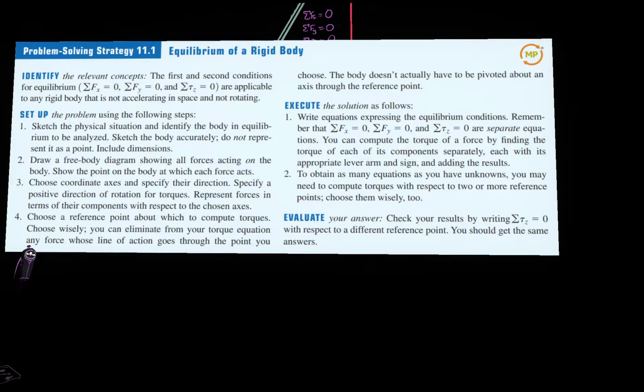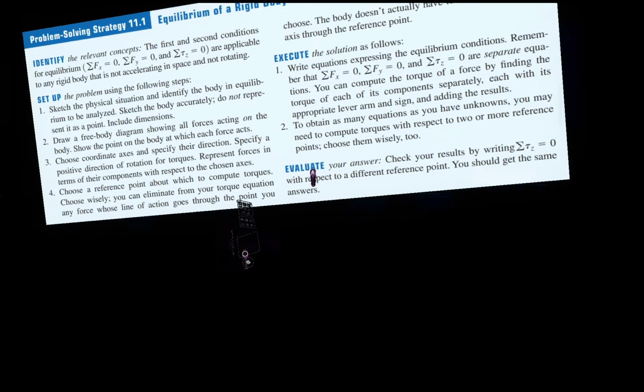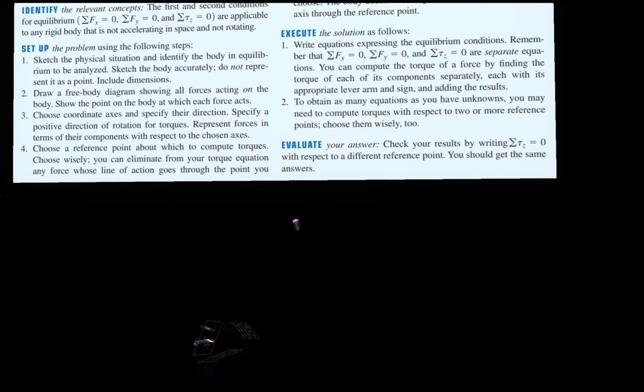And then we're going to choose a reference point about which to compute the torques. And this is a crucial one because you can really save yourself a lot of work. You can eliminate from your torque equation any force whose line of action goes through the point you choose. What this means is, if you remember, the definition of torque is just r cross F, r being the distance away from the axis of rotation.